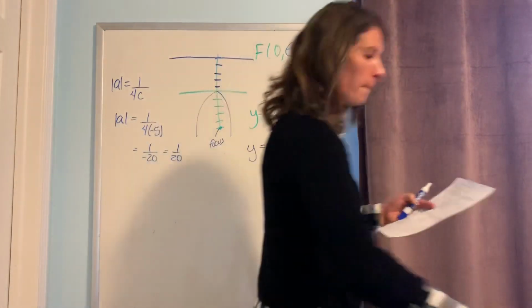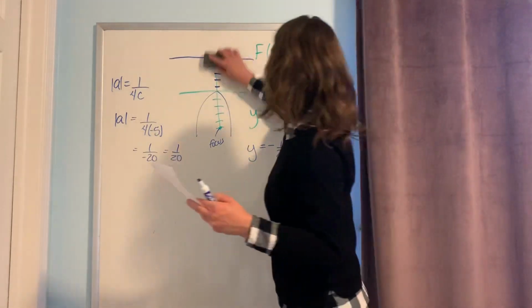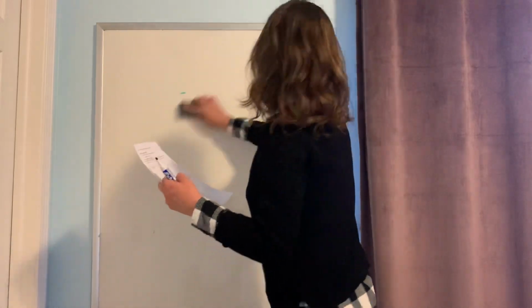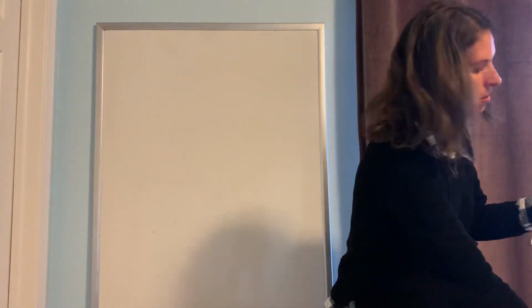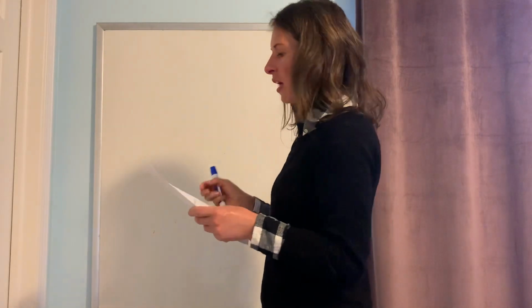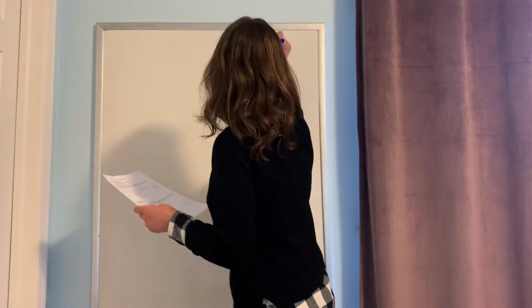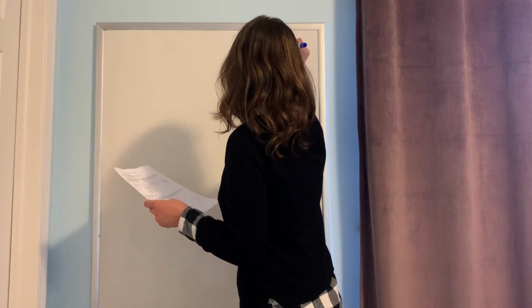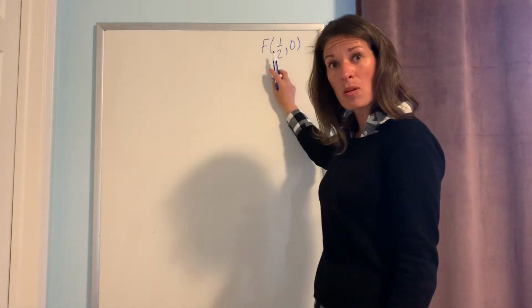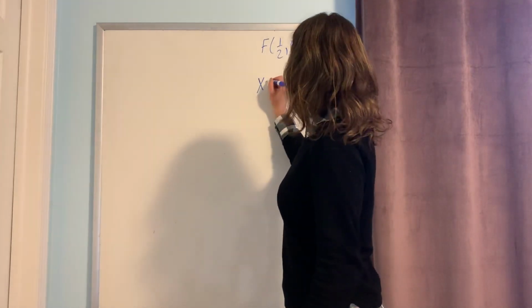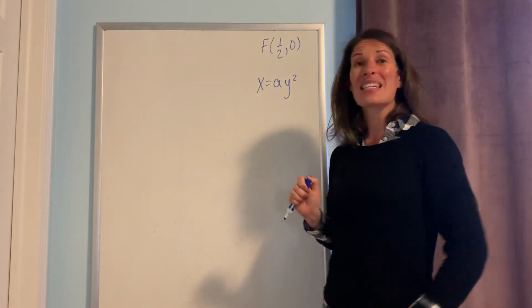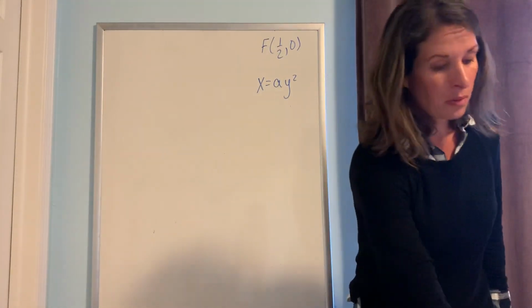All right, example 4. Now again, this is at the origin. Write an equation of a parabola with a vertex at the origin and a focus at 1/2, 0. So my focus is at 1/2, 0. This is the x value, so that means that it is x equals ay squared because my focus has an x value.